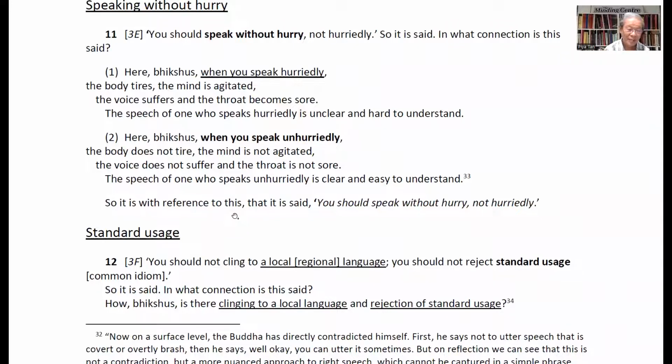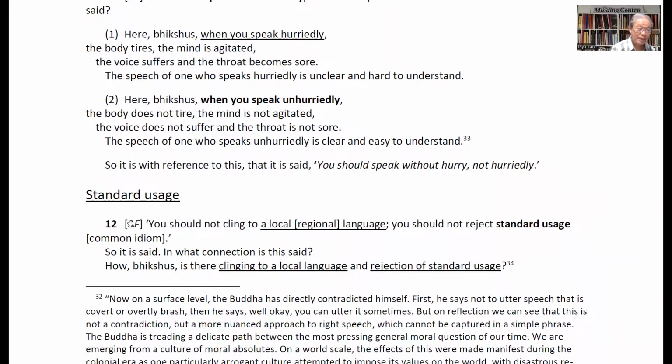Now we come to the last part, F, 3F, section 12. You should not cling to a local or regional language. You should not reject standard usage or common idiom. So it is said. In what connection is this said?